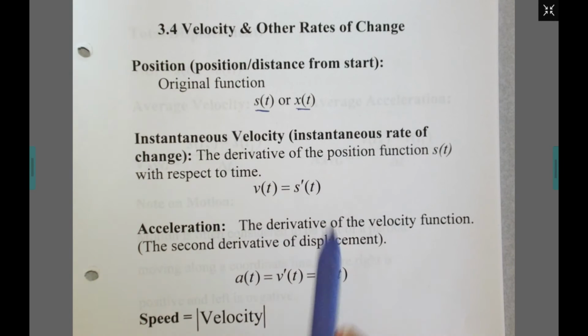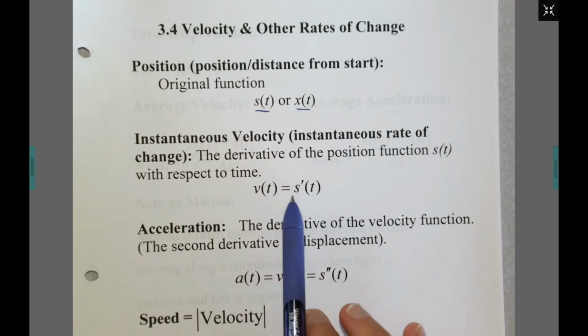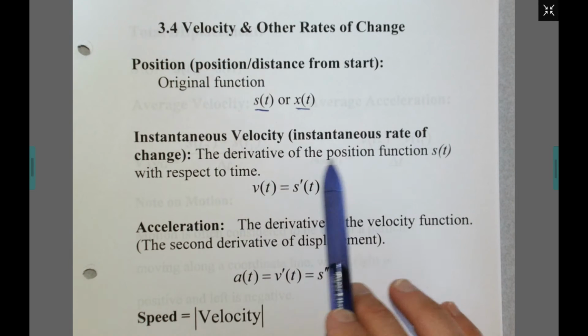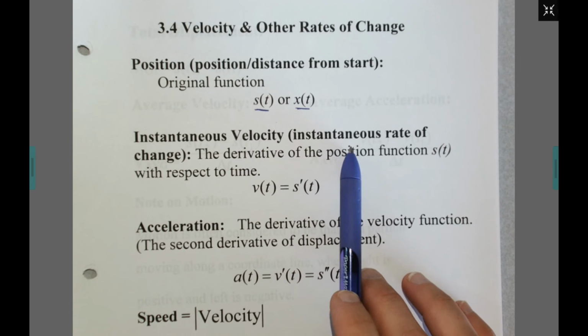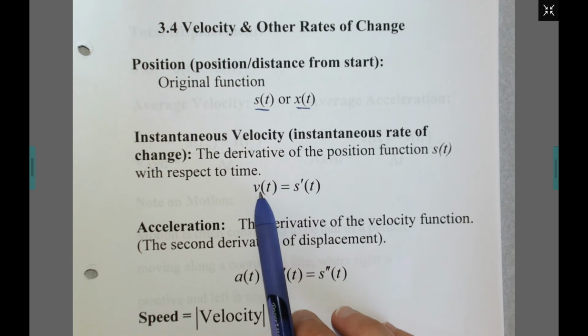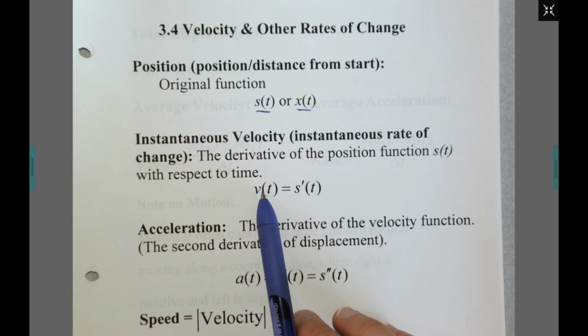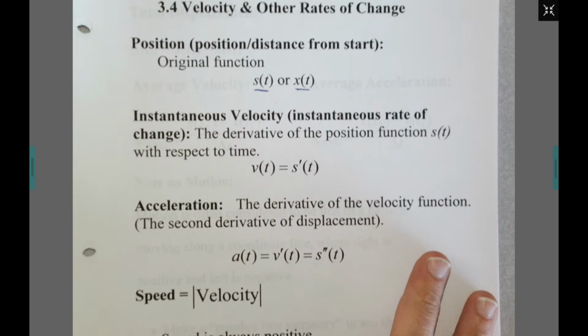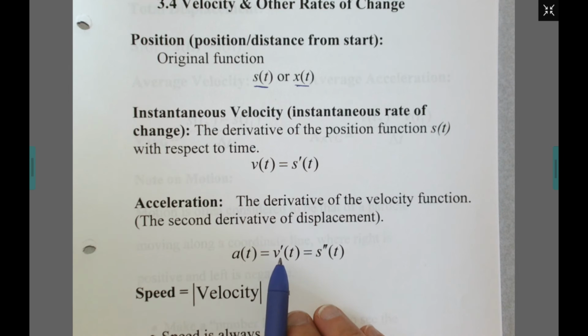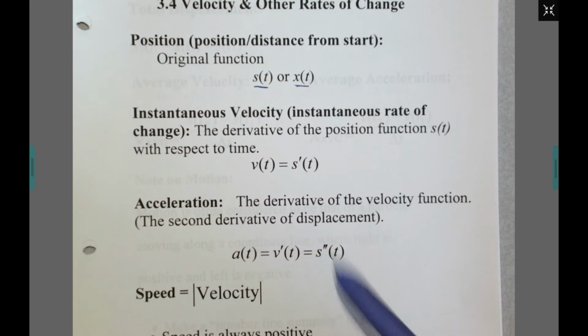The derivative of the position function, s prime, is equal to the velocity. So it tells us the instantaneous rate of change. Remember, instantaneous is at that exact moment. So taking the derivative of position allows us to find the velocity of the object at a given moment. If I take the derivative again, so the second derivative of position or the first derivative of velocity, we're able to find the acceleration. This is the rate at which the velocity is changing. So how fast is it speeding up or slowing down per second?